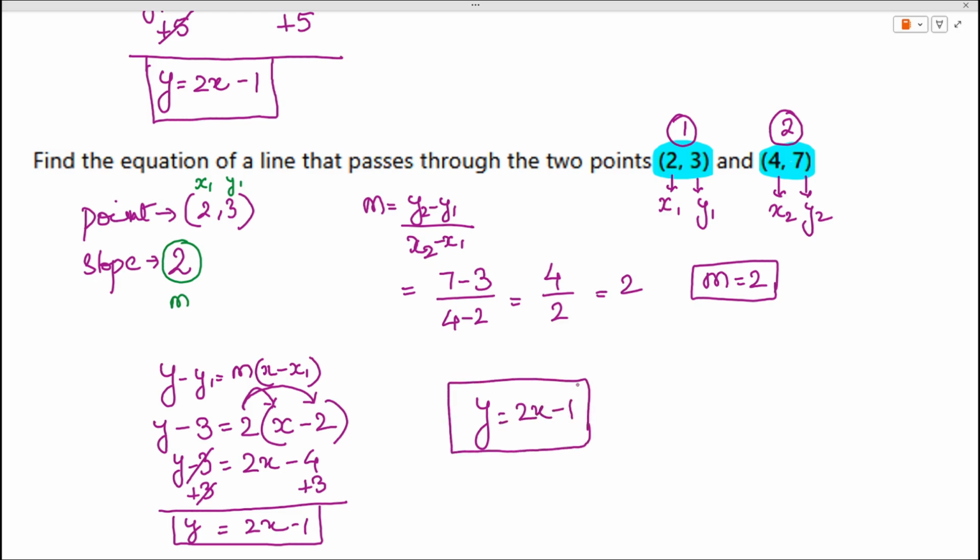I hope you understood how to use the point slope form to find the equation of a line.